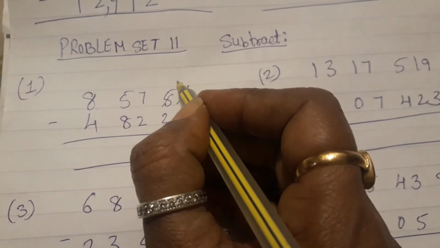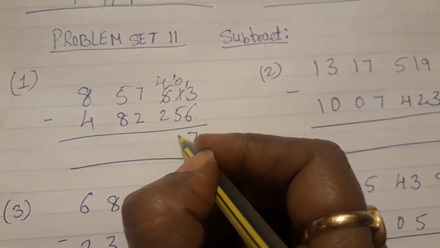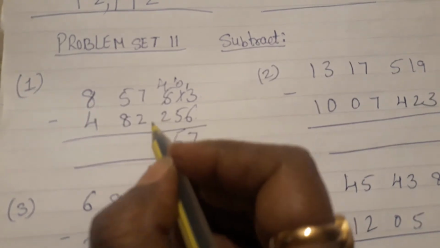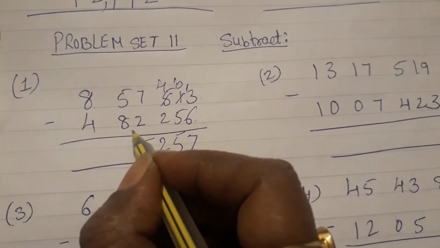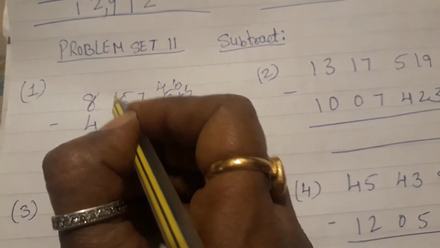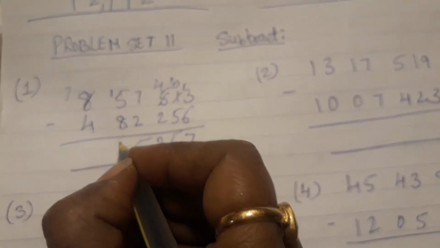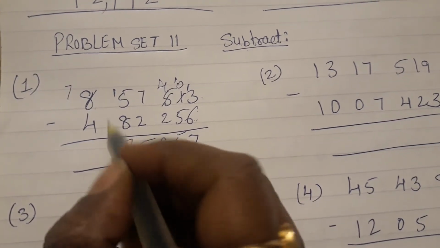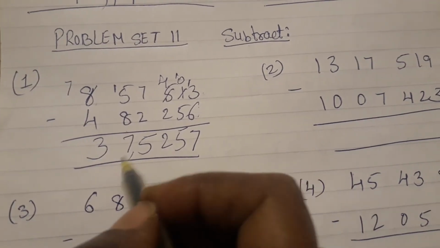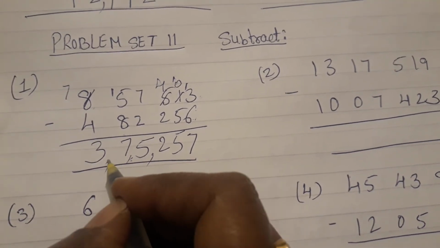So I will borrow from 5, give it to 0, and this will become 4. Now this 0 has become 10. 10 minus 5 will become 5. 4 minus 2, 2. 7 minus 2, 5. 5 minus 8, cannot. So we need to borrow. Borrow it from 8, give it to 5, and 8 will become 7. So 15 minus 8 will be, children, 7. Okay. And now 7 minus 4, 3. That's right. So 3,75,257. Okay.